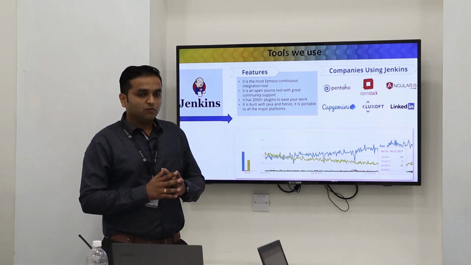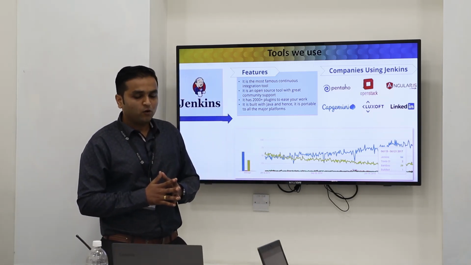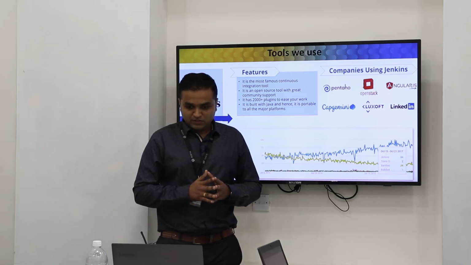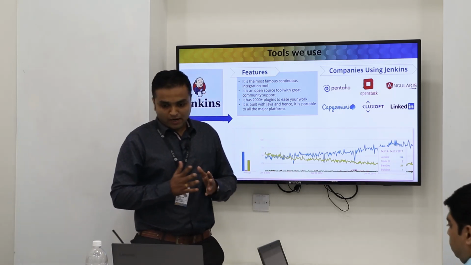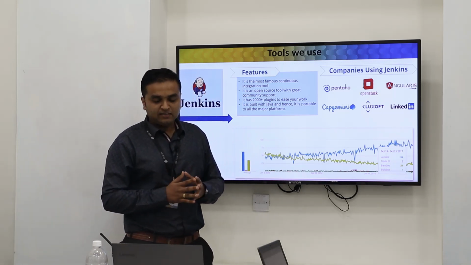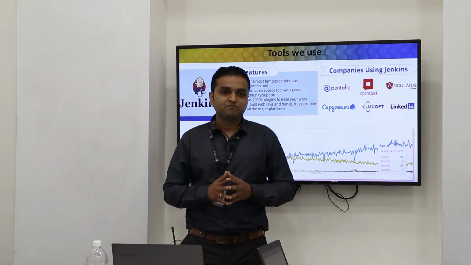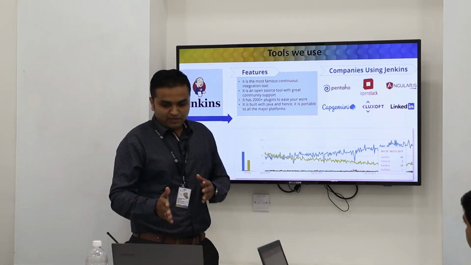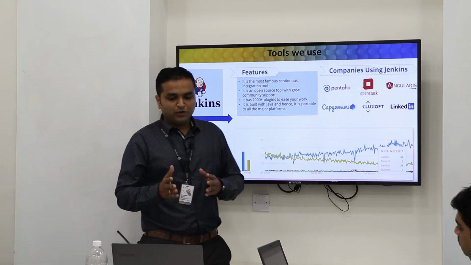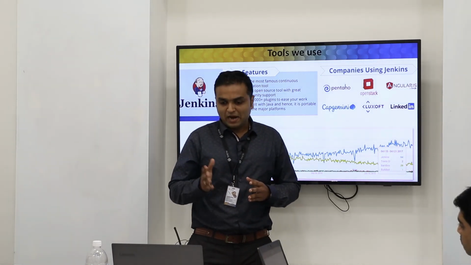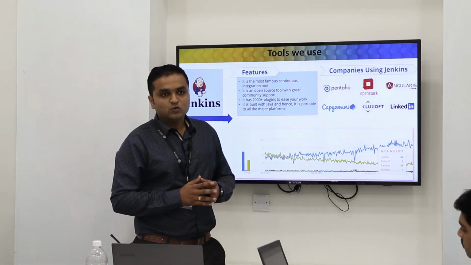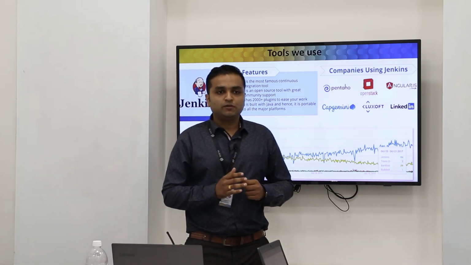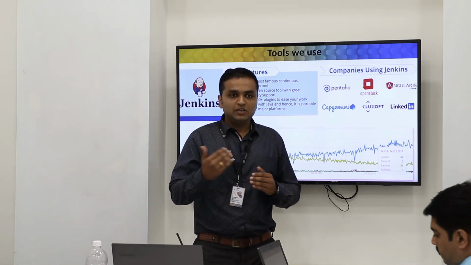It is a wonderful tool available in the market right now, and companies like Pentaho, AngularJS, Capgemini, and LinkedIn are using this tool, Jenkins. It is open source, and comparing Bamboo and Jenkins, Jenkins is the most widely used in the industry right now. So by using this tool, we can ensure your products will be continuously delivered.